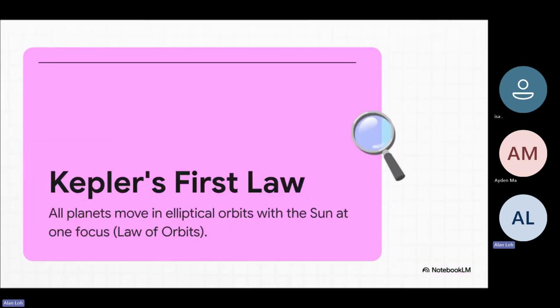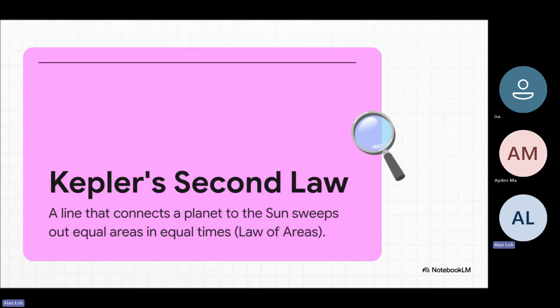So first, Kepler realized that planets don't travel in perfect circles. Their orbits are actually ellipses, squashed circles or ovals. And the sun isn't right in the middle. It's off to one side, at what's called a focus point. Second, he noticed something really interesting about how fast the planets move. They speed up when they get closer to the sun and slow down when they're farther away.